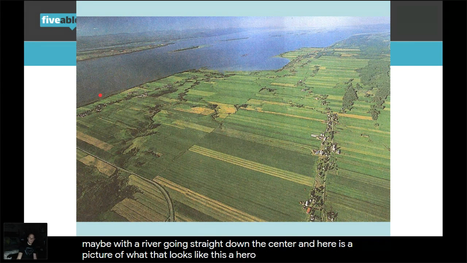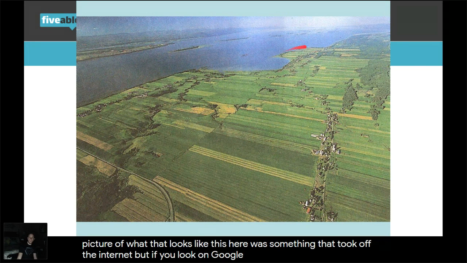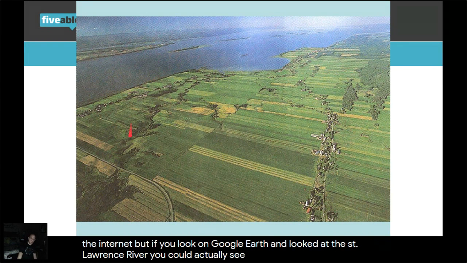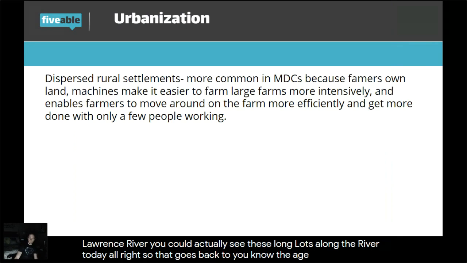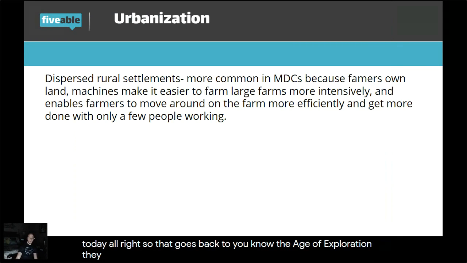This here was something that I took off the internet, but if you looked on Google Earth and looked at the St. Lawrence River, you could actually see these long lots along the river today. All right, so that goes back to the age of exploration. They still follow that pattern.